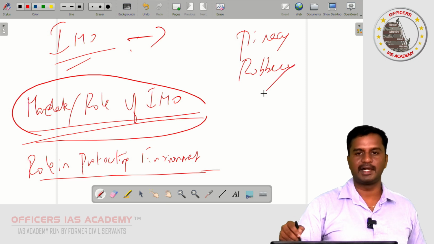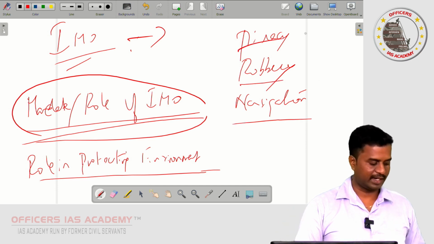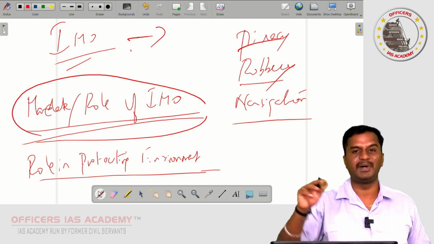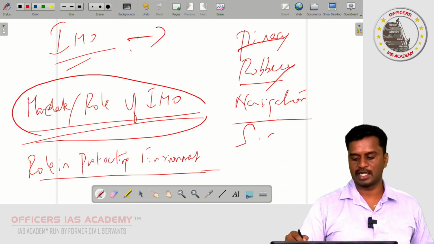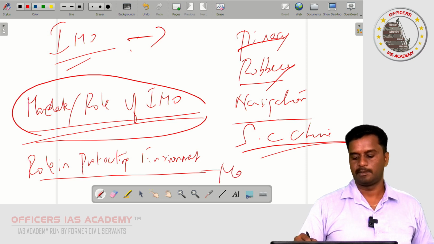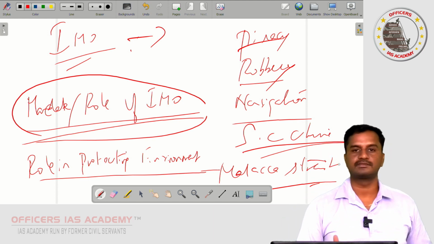maritime robbery, navigation. Write these points. Then mention the important areas where these are pertinent. South China Sea, tension filled region. Malacca Strait, tension filled region. Highlight these important ones.